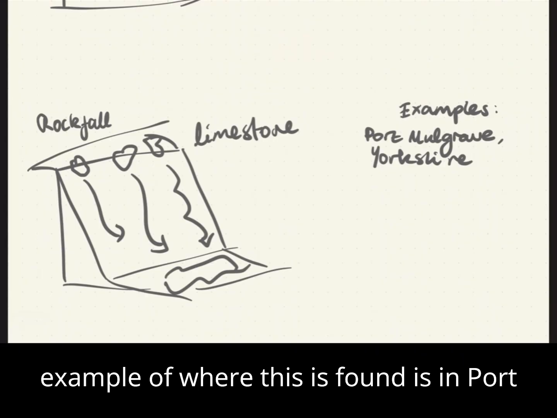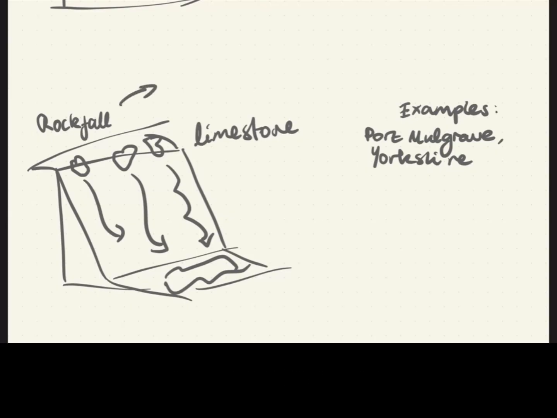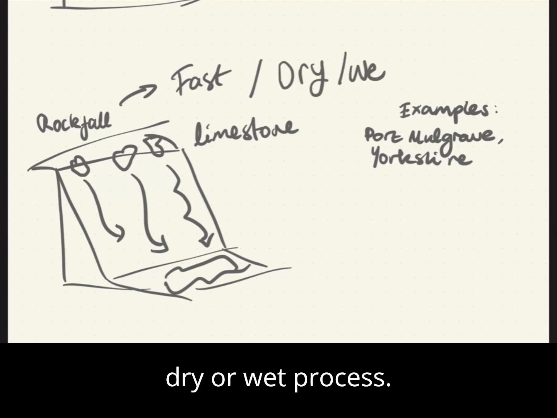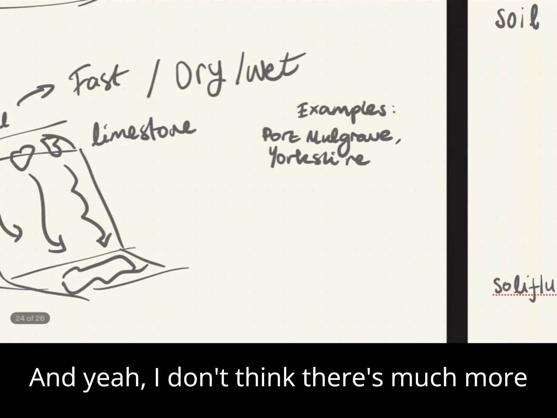An example where this is found is in Port Mulgrave in Yorkshire. So this is a fast, and I suppose can be a dry or wet, process. And yeah, I don't think there's much more to that.